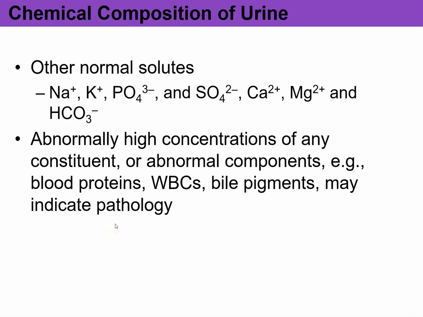Other components of urine: electrolytes, sodium, potassium, phosphate, sulfate, calcium, magnesium, bicarbonate. Why in the world would we find all those things in the urine? Well, because they're taken in the diet. Every ion that's taken in the diet has to be excreted from the body one way or another, because the body must remain constant in its amount of sodium, its amount of potassium, its amount of phosphate, and so forth.